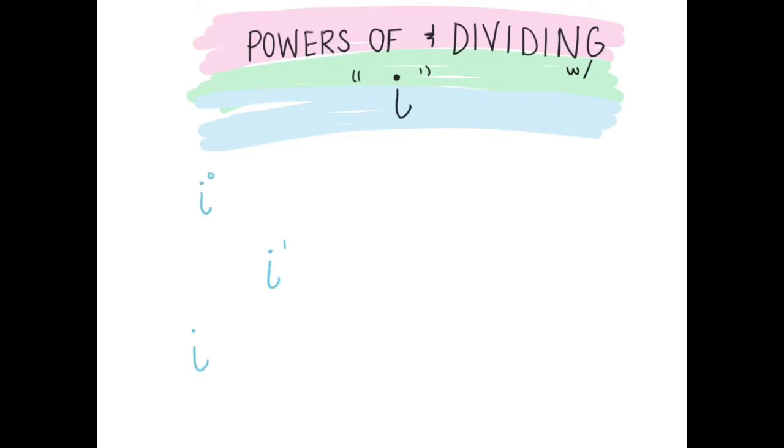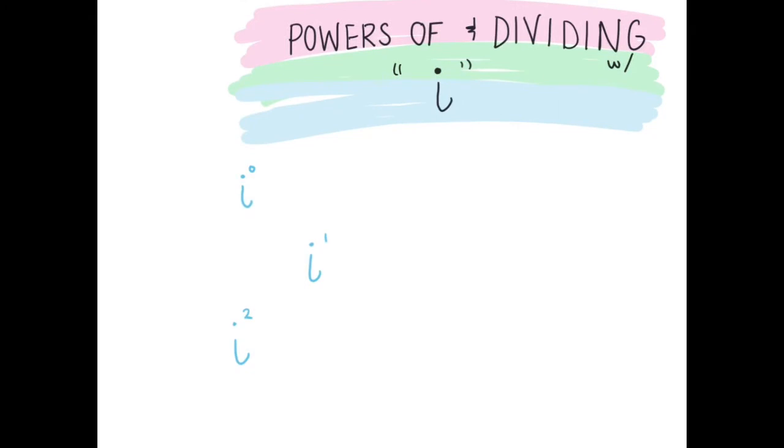We're going to have i to the 0, i to the first, i squared, and i cubed. Anything, and I mean anything, to the 0 power is 1. Anything to the first power is itself. Yesterday we learned that i squared is -1, and today I'm going to add on that i cubed is -i.